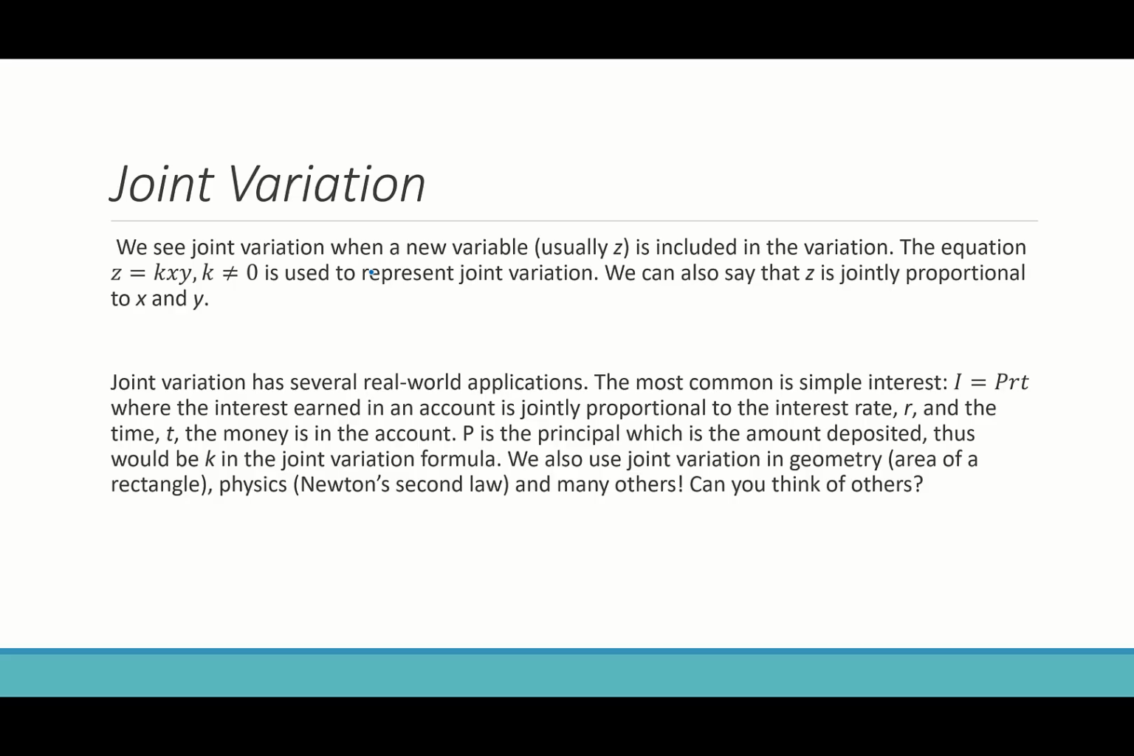Other common examples or places where we might see joint variation is in geometry, the area of a rectangle, that's A equals L times W, but we could throw another variable k in there, whatever constant we have. We see it in physics again, Newton's second law of motion, which later there's an example of that, and many others. Can you think of an application in which we use joint variation?